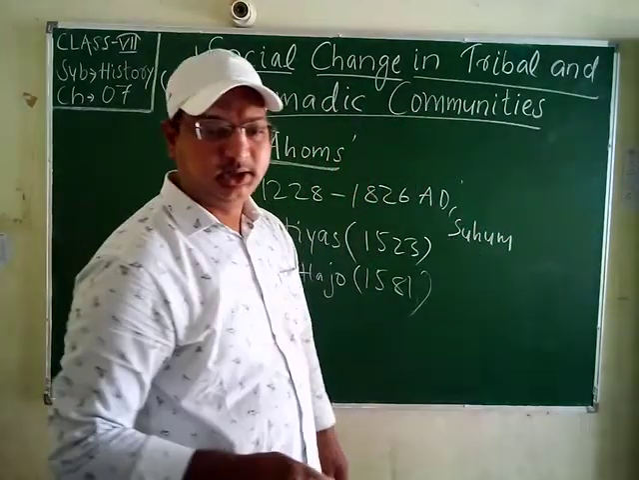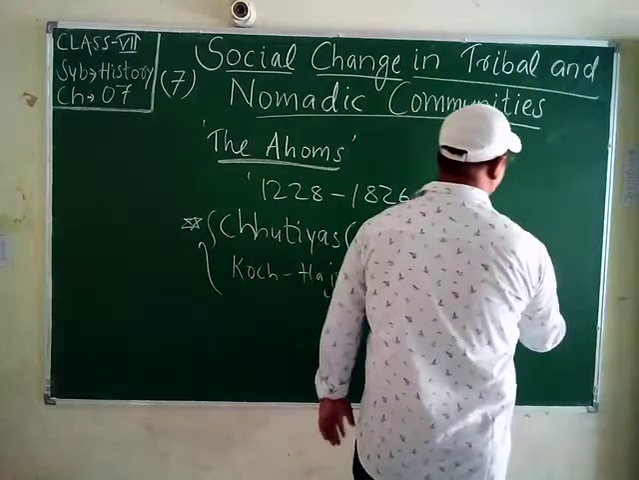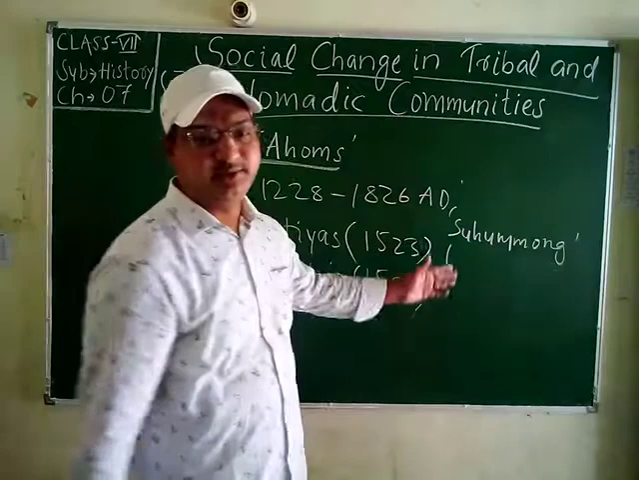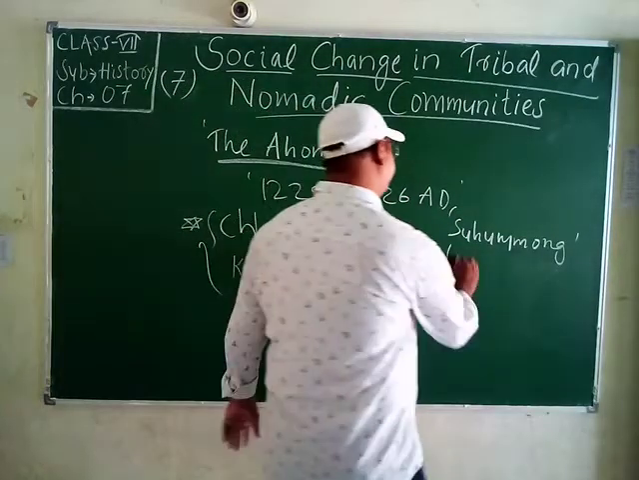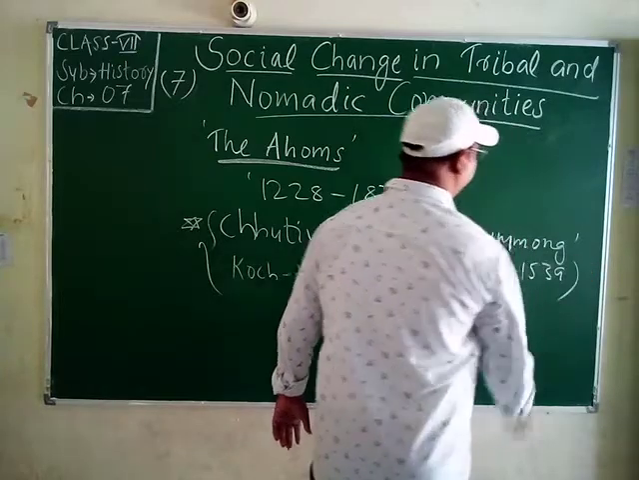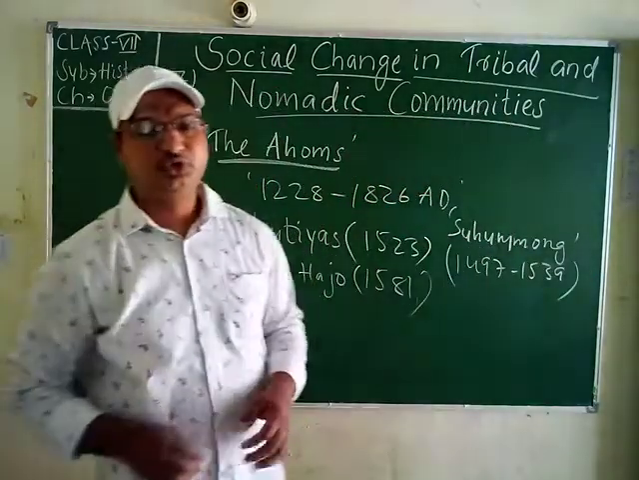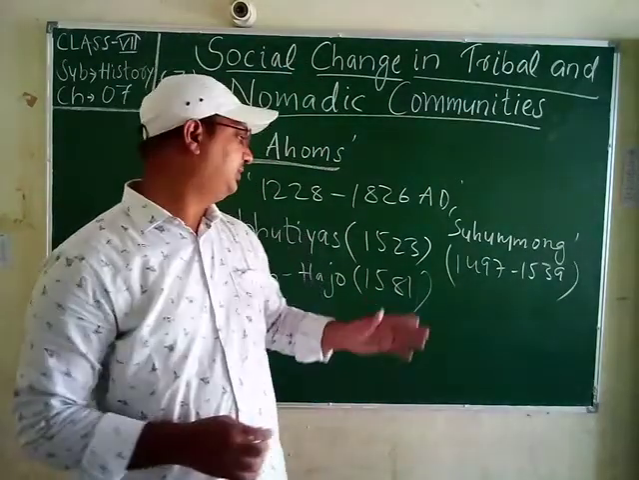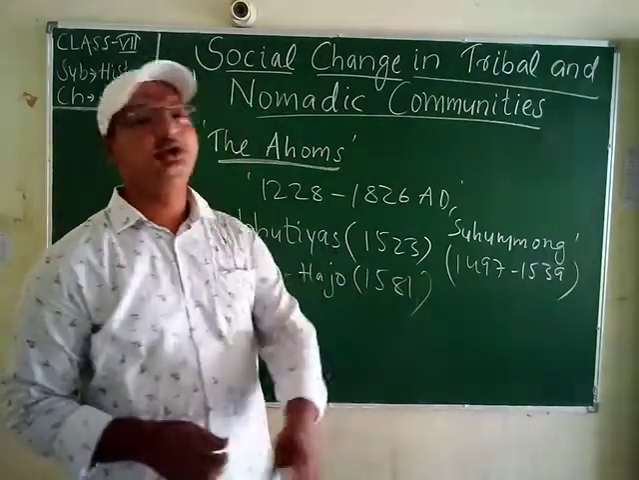Friends, the names are very odd here, but we have to remember. So his reign started from 1497 to 1539. So this was the Sumo. Under the leadership of Sumo, they annexed different places like Chutias in the Koch Hajo.